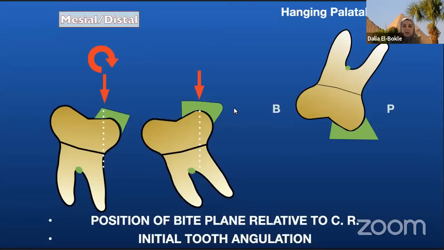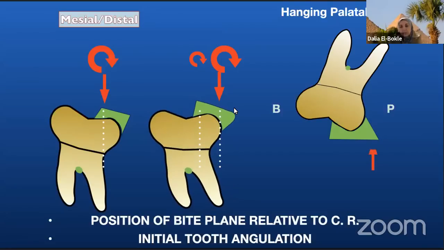That's why you should extend the bite turbo more distally so that the occlusal forces will be more distal to the center of resistance, to help you with the tipping moment that is required to correct the tooth position. Same thing applies for the hanging palatal cusp in the upper arch.